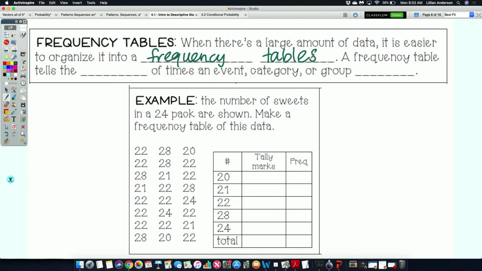So the data that you collected on Friday, those 60 pieces, was a lot of information. Because we're going to be doing a lot of different things throughout the statistics unit with that data, at some point, probably today depending on how far we get, but definitely by the end of this week, I'm going to ask that you put your data into a frequency table. A frequency table basically tells you the number of times an event occurs, or a category occurs, or a group occurs.